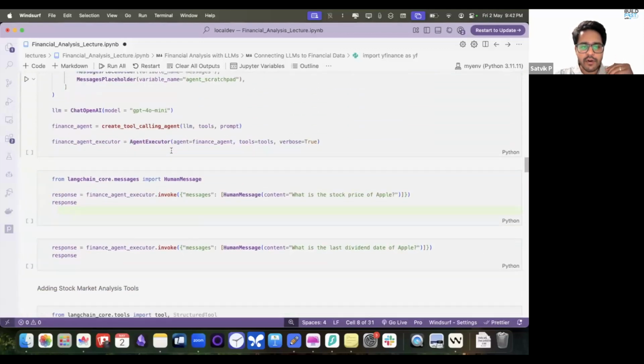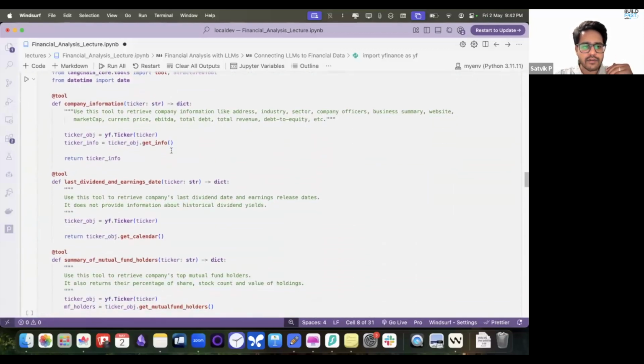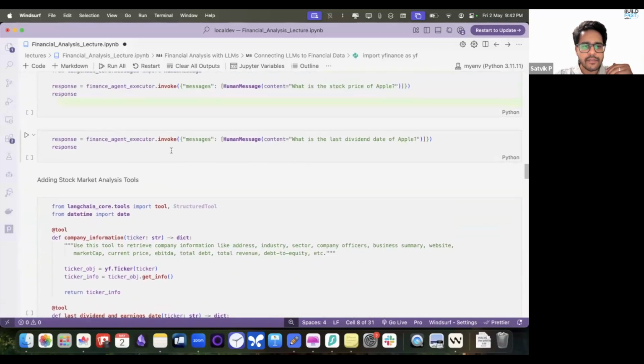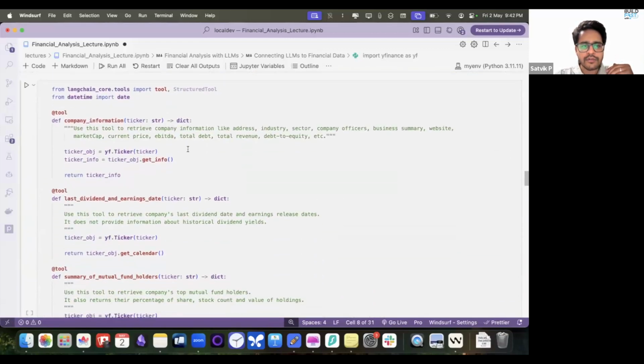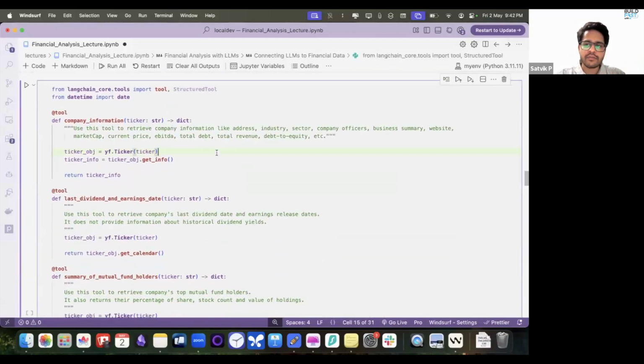You can ignore this piece of code, which is a different thing. I'll show you some more tools. Let's say you want to do proper research on the stock market. Just having the stock market data or stock price data is not sufficient for you. You might want a lot of other information.